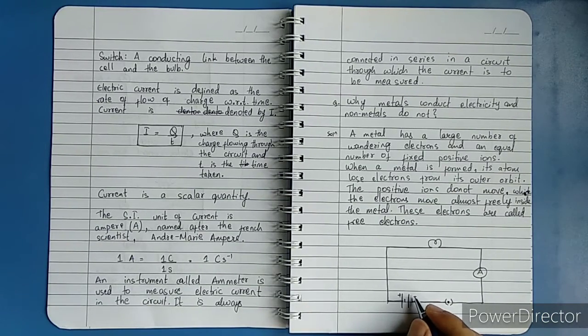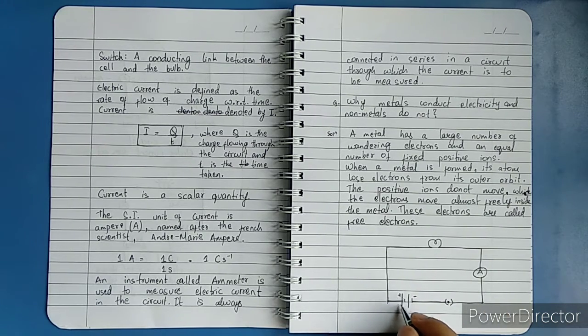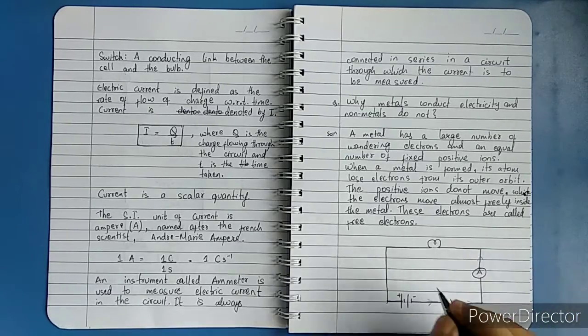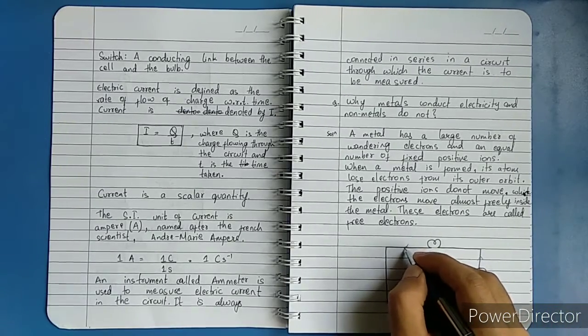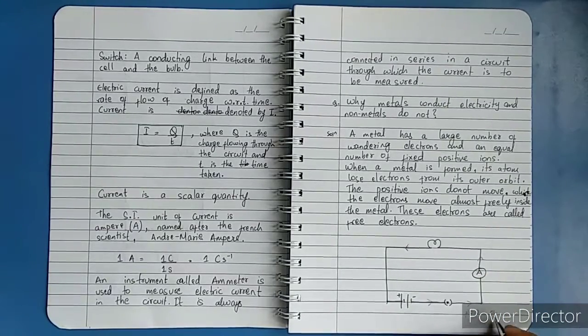So electrons will flow from their excess and go towards the least. Positive charge is produced by losing electrons, so that terminal is deficient in electrons and this one has an excess of electrons. So electrons move from the negative terminal towards the positive terminal. So this is the flow of free electrons.